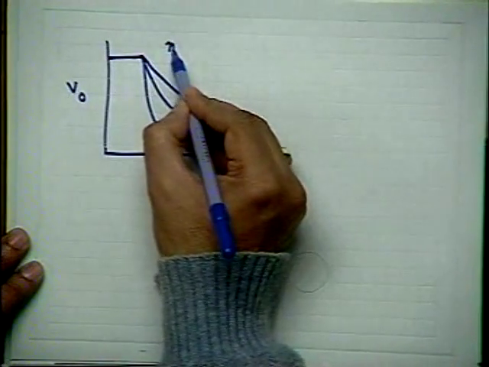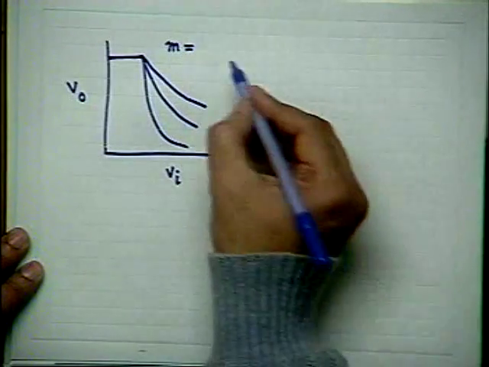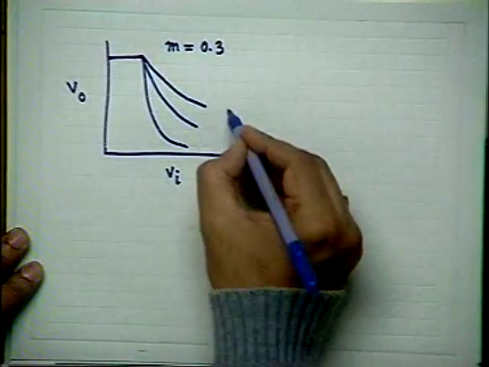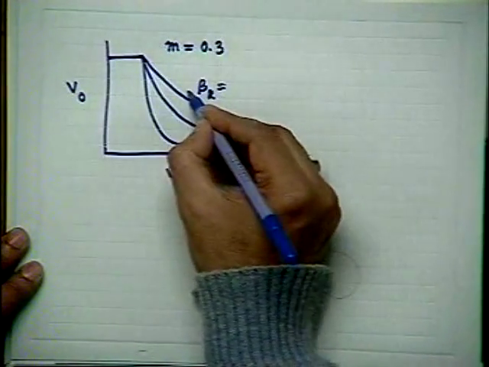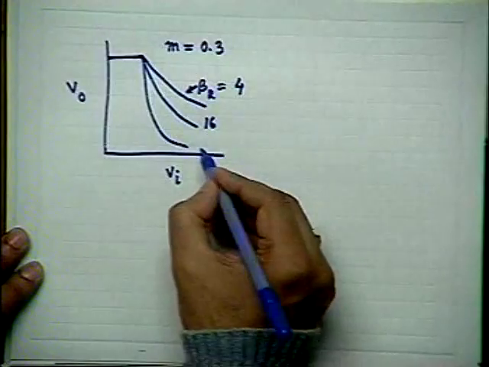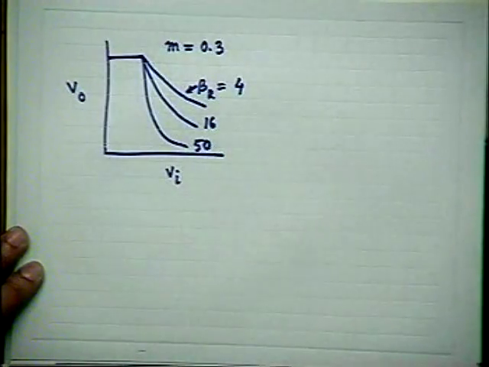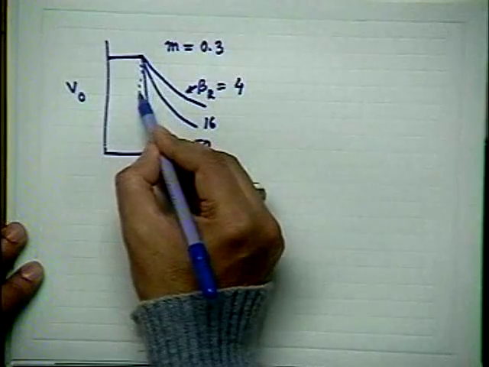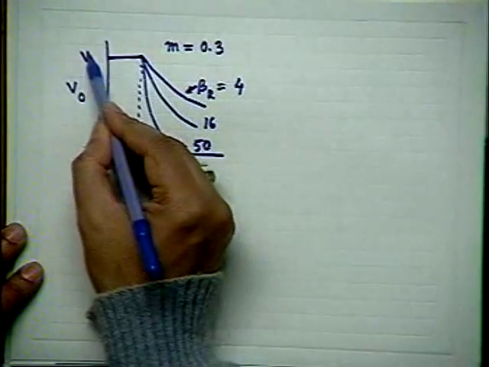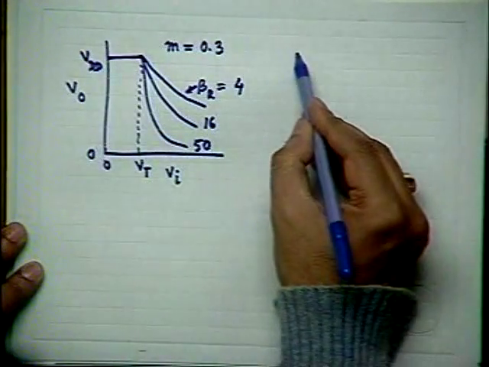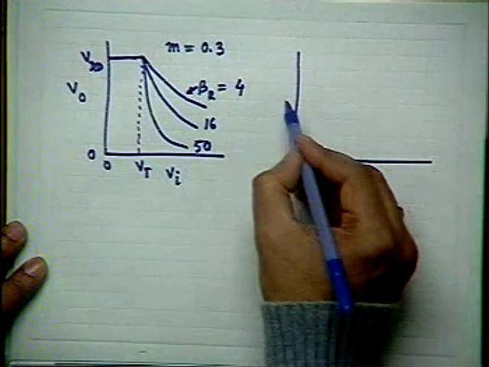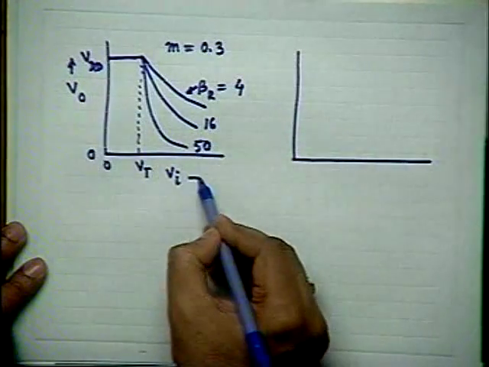So this is a typical computation, not exactly to scale, just to give an idea about how things change. Say this is for beta R equal to 4, 16. Please note this is VT and this is VDD. Similarly, I do the same thing for the other set.